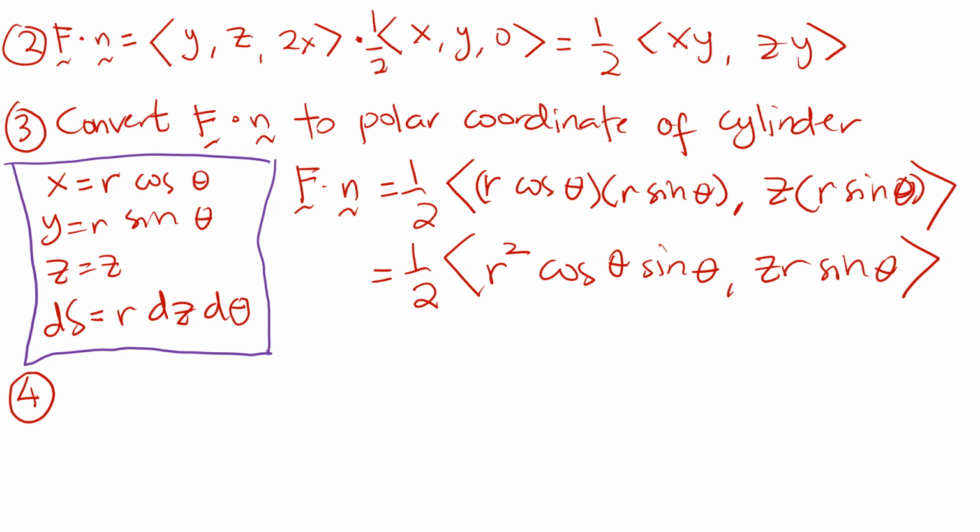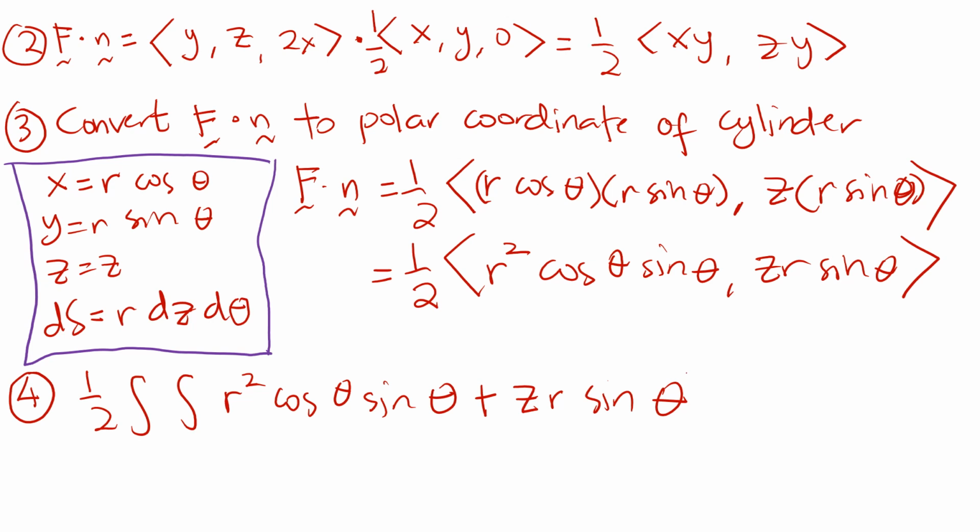Alright, now we're going to determine the limits of the integration. Okay, so you're going to integrate 1 over 2 (r squared cos theta sin theta plus z r sin theta), and dS is r dz d theta. Now you can see that the integration will be with respect to z and theta, so r should be substituted. Remember, you're going to integrate with respect to z and theta, so we don't want your solution in terms of r. So what you have to do is substitute the value of r. r in this case is equal to 2, based on the original question.